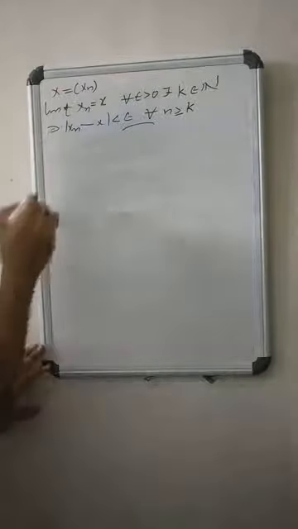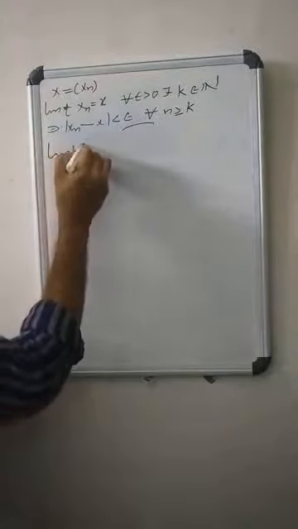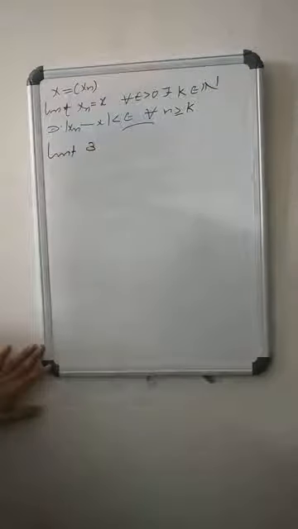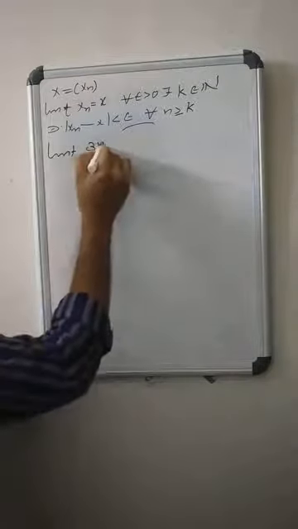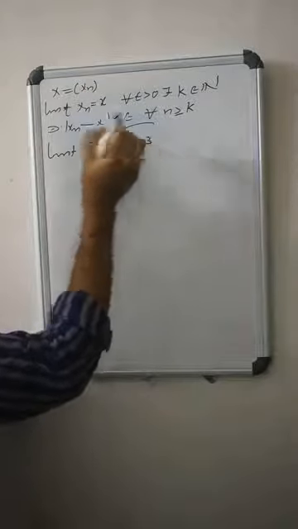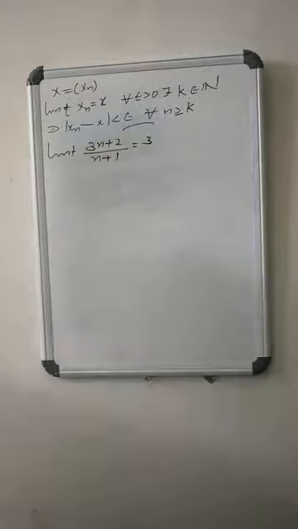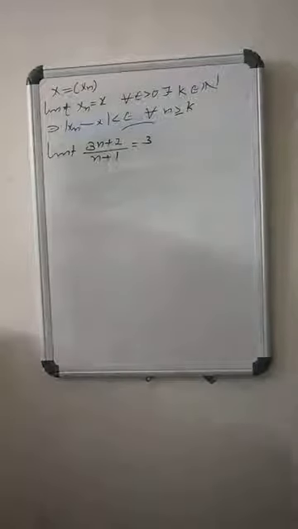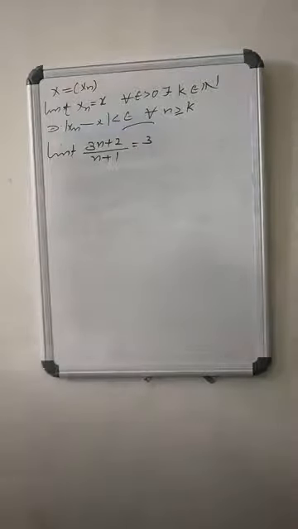Now prove that limit, next problem. Prove that limit of (3n+2)/(n+1) equals 3. If you take the limit as n tends to infinity, that's immediate. But how to prove this one? By using the definition of convergence or limit of a sequence.